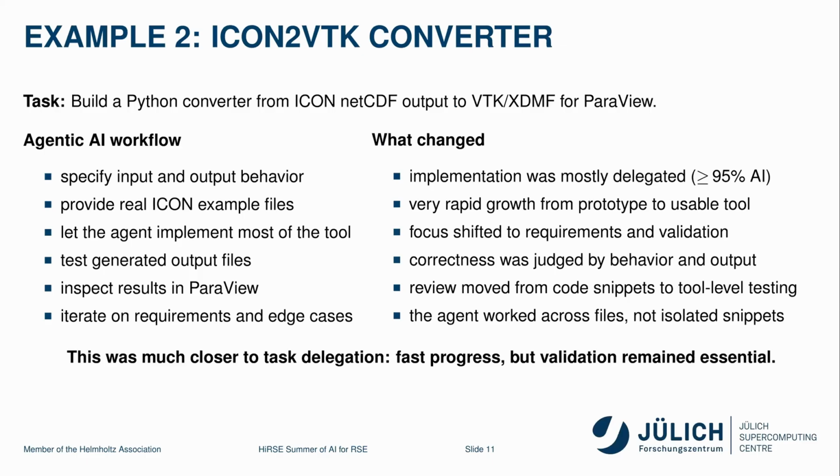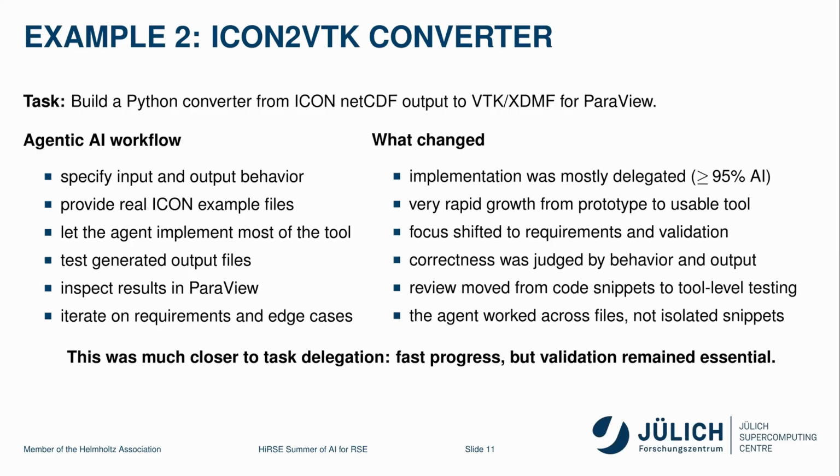So the agentic AI workflow comprised the following points. Here we would basically specify the input and expected output behavior. We would provide real icon data files as examples. Then we would let the agent implement most of the tool. We would run it to test and generate output files. We would inspect those files in ParaView and then iterate on the requirements and edge cases.